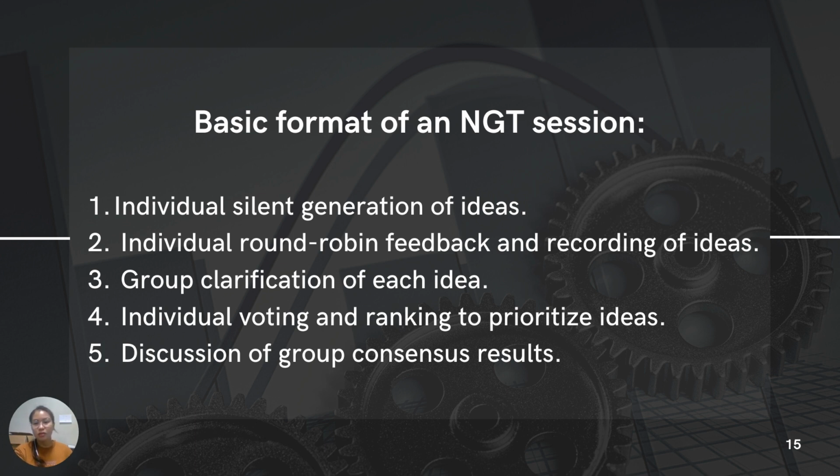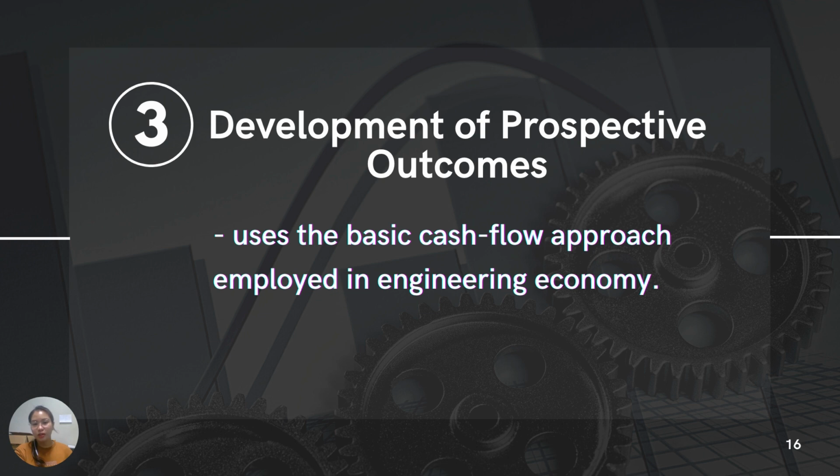Okay. Let's move to the third process, development of prospective outcomes. This is step 3 of the engineering economic analysis procedure. So this uses the basic cash flow approach. The cash flow approach employed in engineering economy.